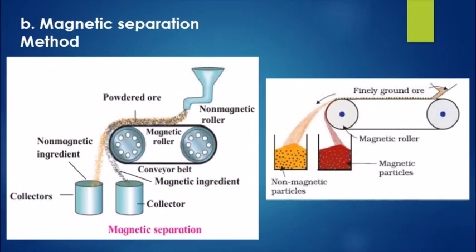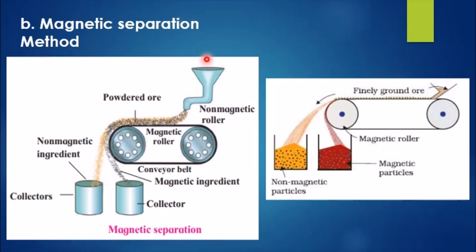The next method is the magnetic separation method. Here we use magnets to separate our metals. We know that metals are attracted towards a magnet, so from this we can separate the impurities from the metal. We need two rollers here: one is the non-magnetic roller and the other is the magnetic roller. We have also kept two collectors, one for the magnetic ingredients and one for the non-magnetic ingredients.